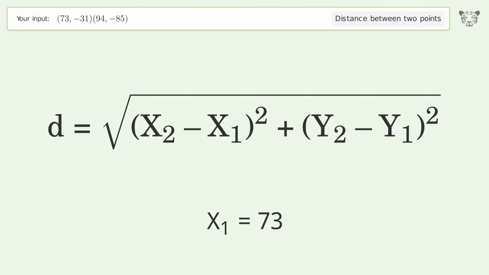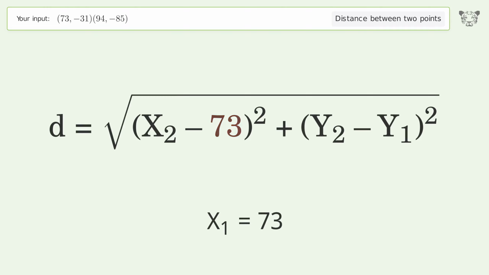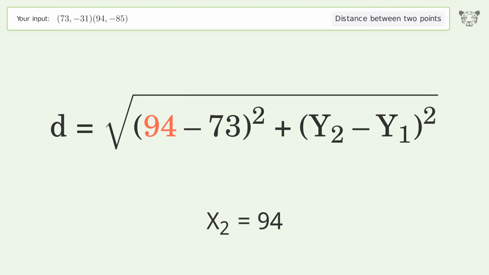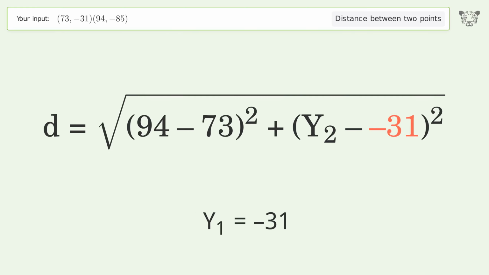x1 equals 73. x2 equals 94. y1 equals negative 31. y2 equals negative 85.